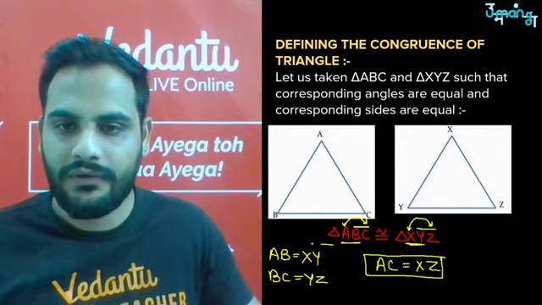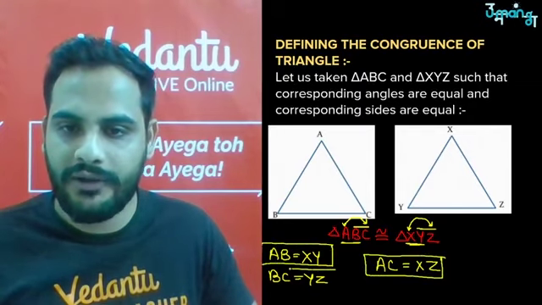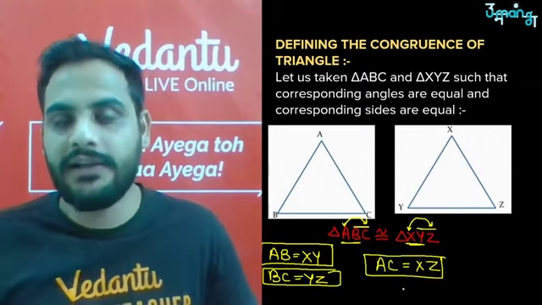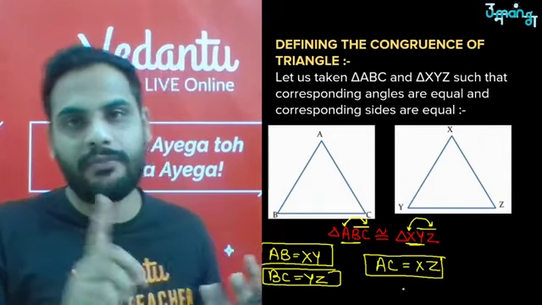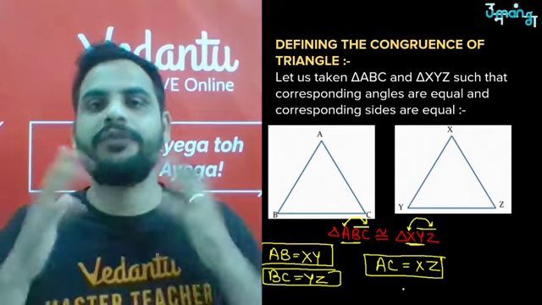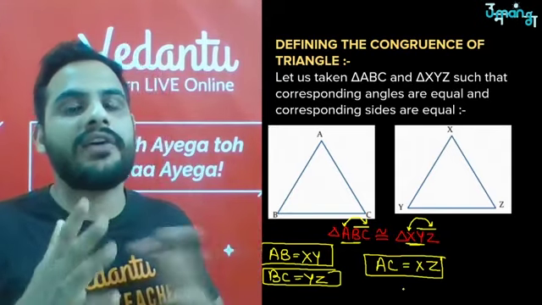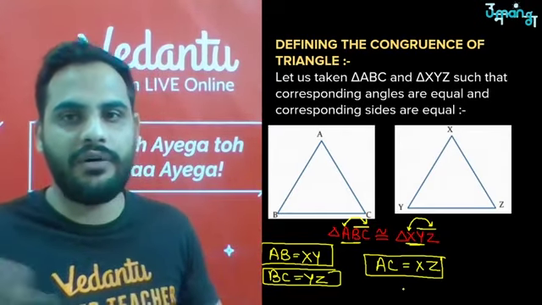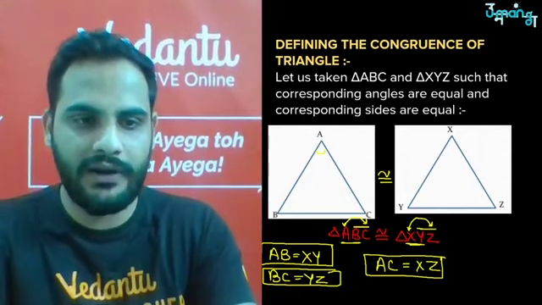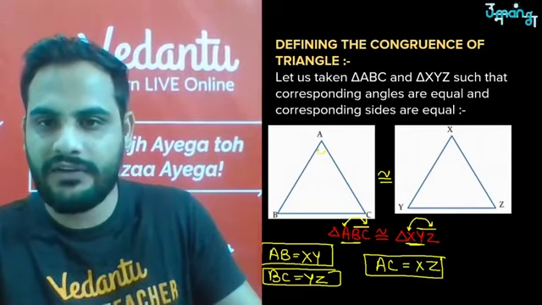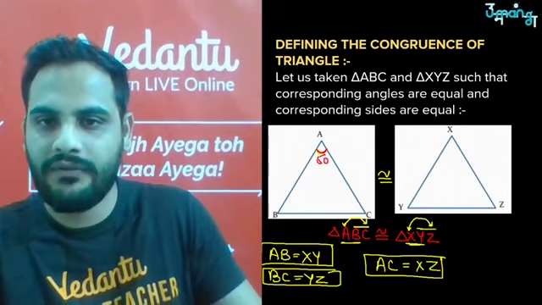Okay, beta? So this is how you will get your corresponding points and corresponding angles. Remember, if the triangles are congruent, corresponding angles are equal, corresponding sides will be equal. If I tell you that any two triangles are congruent, and I say this angle A is 50, what is angle X?